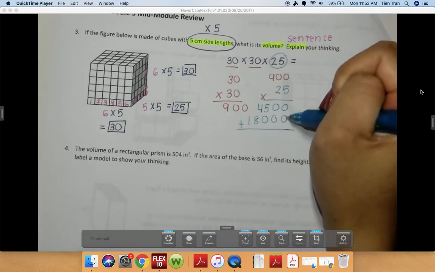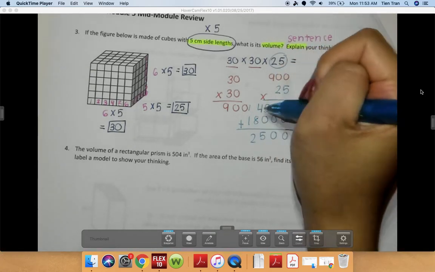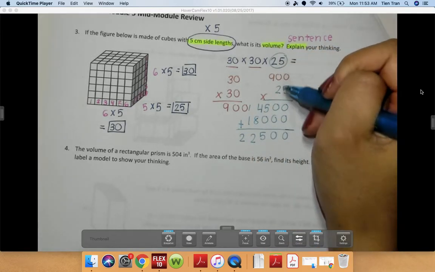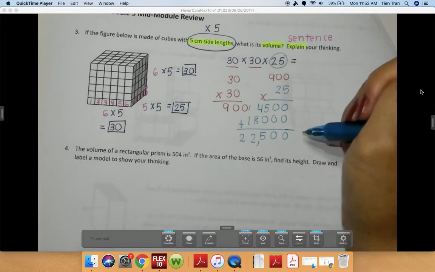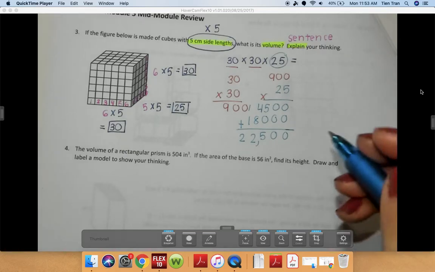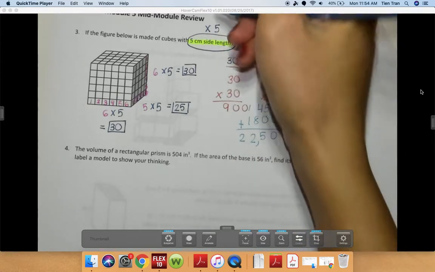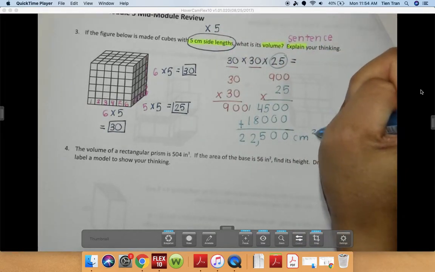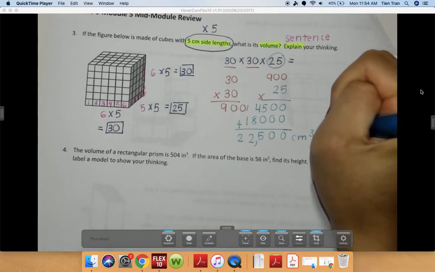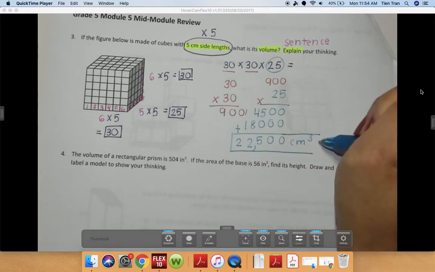Going to add everything together. I have 0, 0, 5, and 12. 8 plus 4 is equal to 12. 1 plus 1 is 2. So I have 22,500 is my final answer. So it looks like it doesn't say inches or, oh, it says 5 centimeters. So centimeter squared. Oh, centimeters cubed because I am finding the volume, and volume is always cubed. So this is my final answer.